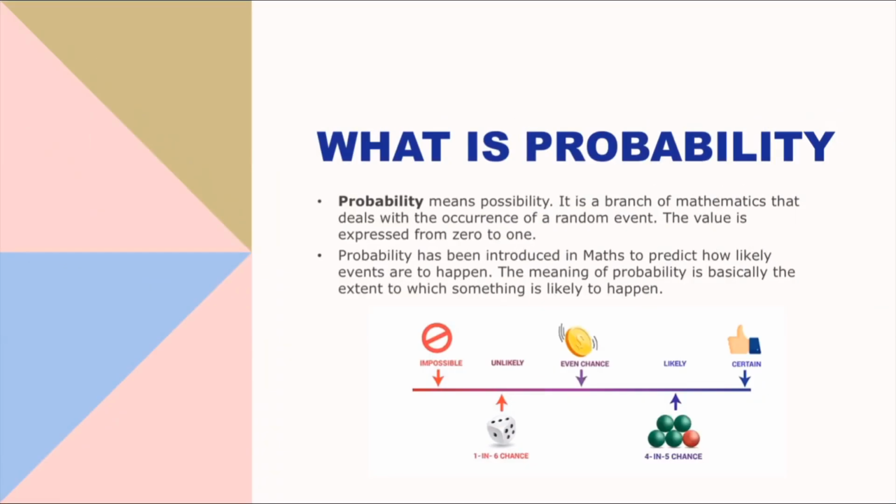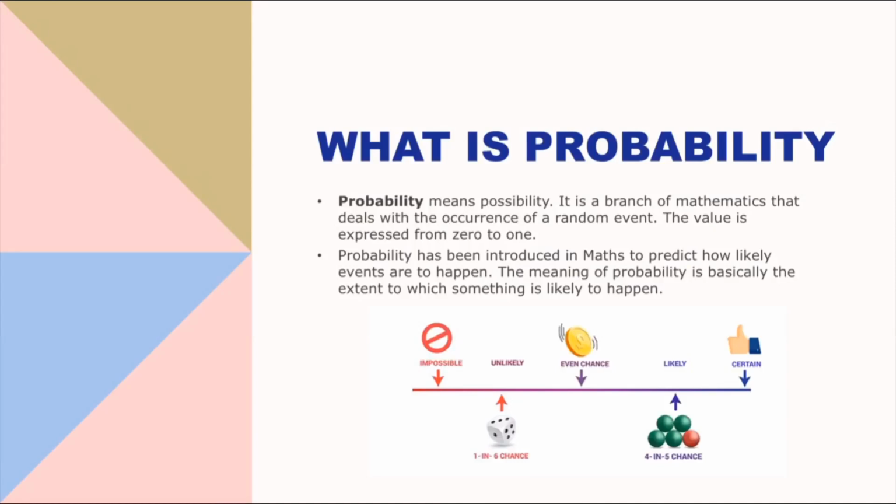What is probability? Probability means possibility. It is a branch of mathematics that deals with the occurrence of a random event. The value is expressed from 0 to 1. This means that the probability can be expressed from 0 to 1, depending on the event of its occurrence. Probability has been introduced in maths to predict how likely events are to happen. The meaning of probability is basically the extent to which something is likely to happen.